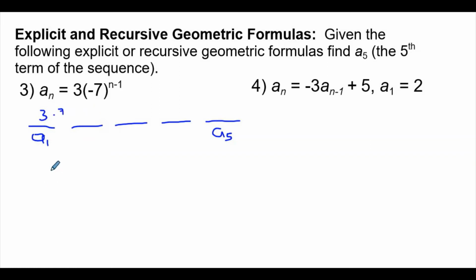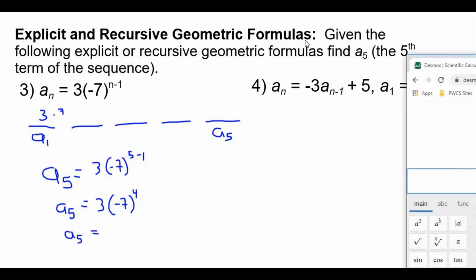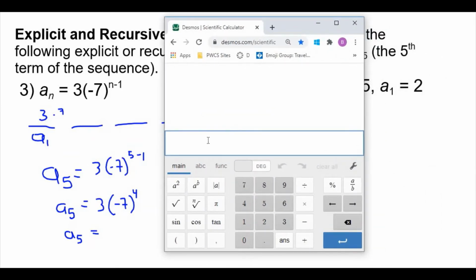A more efficient way to do it would be to just say, well, I need to find a of 5, and that'll give me 3 times negative 7 to the 5 minus 1. And you would want to reduce this, okay? So you can reduce this part right here to the fourth power. And then you realize, wow, these geometric sequences are going to be enormous because we're multiplying, and we really need to employ a calculator. So I'm going to use Desmos since it's free and web-based.